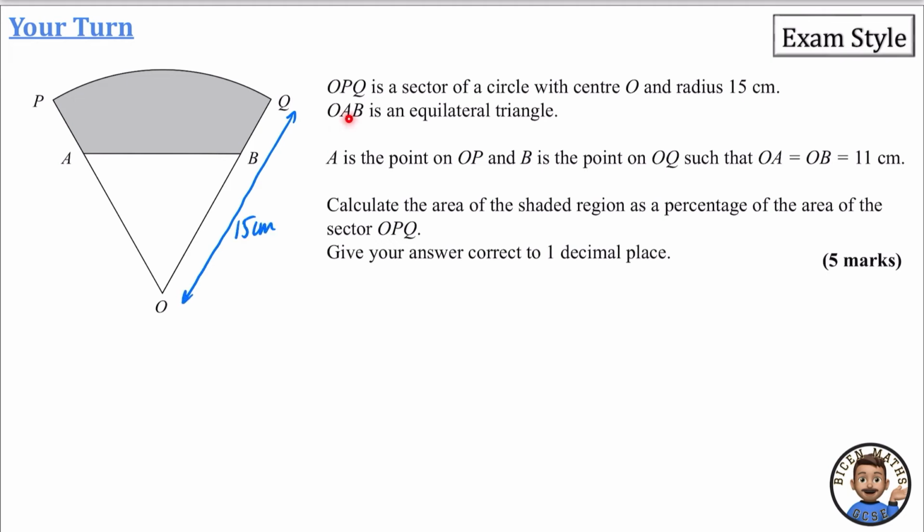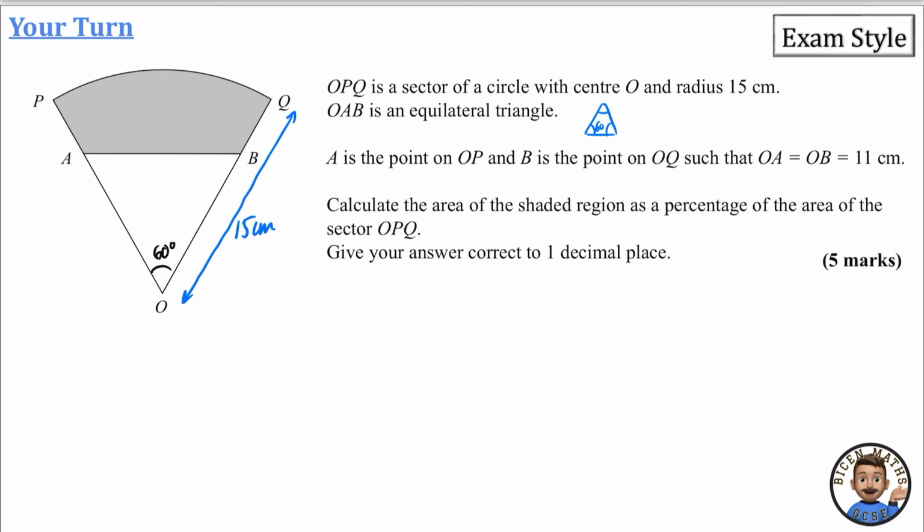It then says that OAB is an equilateral triangle. Okay, well, I know something about an equilateral triangle. I know that when I have an equilateral triangle, all of the angles inside it are 60 degrees. So I can immediately say that this angle here is going to be 60 degrees.